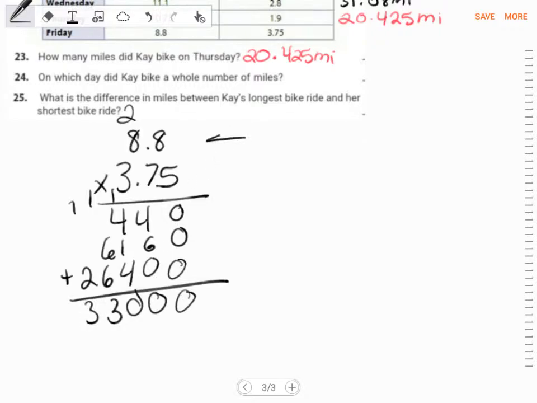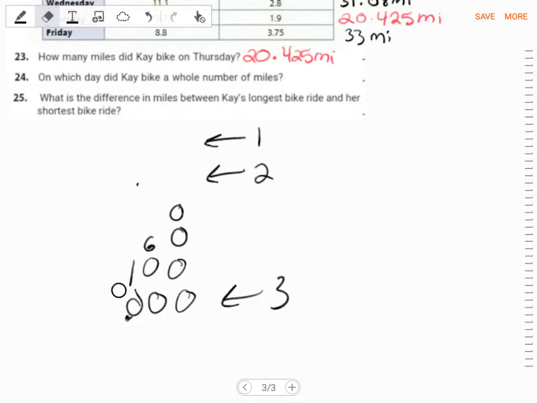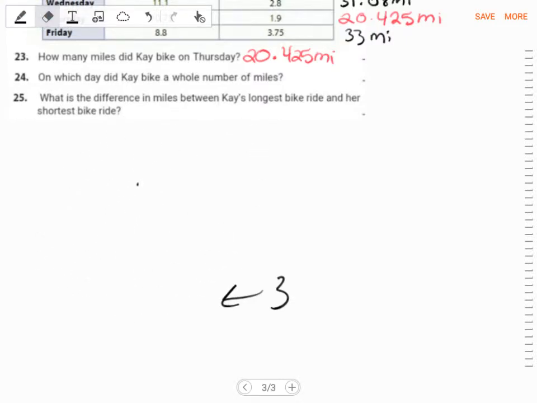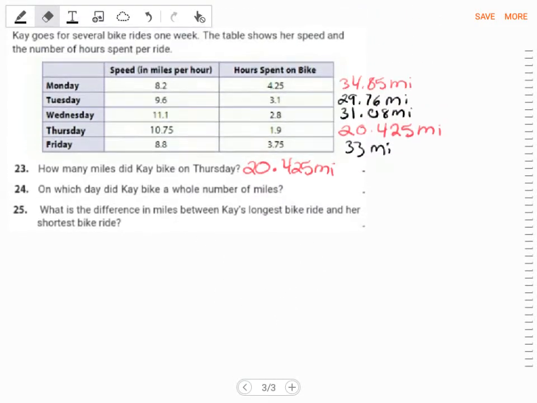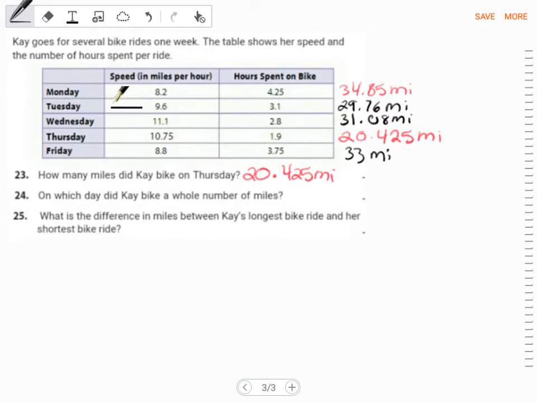So let's look at where our decimal is. 1 place. 2 places, so this should be 3 places. Count from the end. 1, 2, 3. And so we're talking about 33 miles. We don't even need the rest of that, okay? All right, so on which day did Kay bike a whole number of miles? It's looking like it was Friday. Of course, I left it for the last one. So I'm going to put my answer in here in red. Friday.